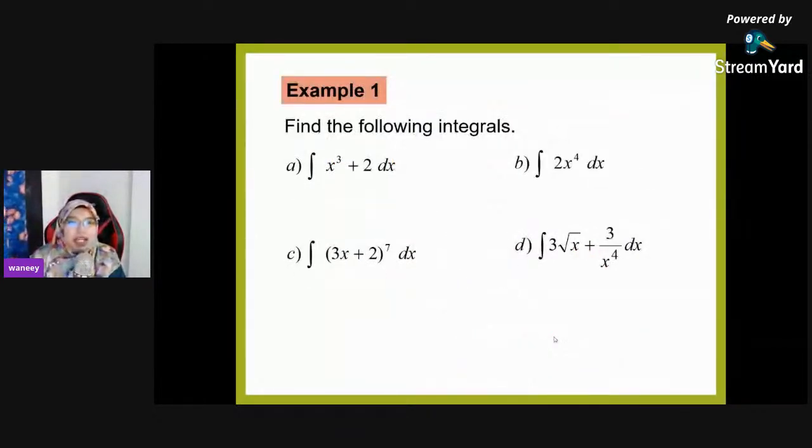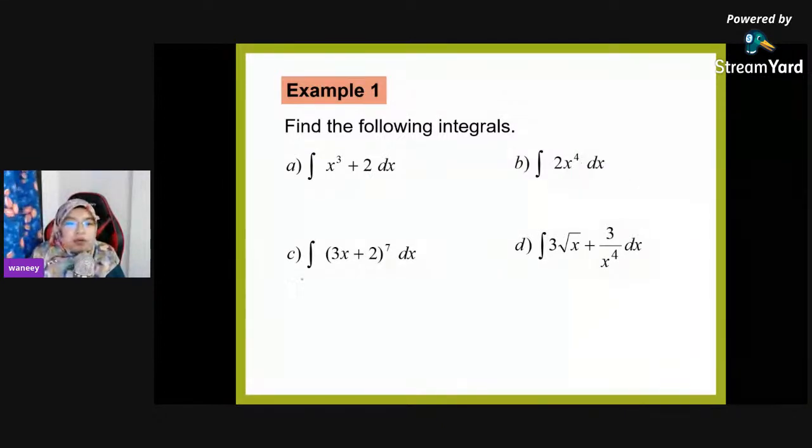Okay, so now let us go to the first example. Find the following integral. So we have x cubed plus 2, 2x to the power of 4, (3x plus 2) to the power of 7, 3 sec x plus 3 over x to the power of 4, dx. Okay, so let us try to do them very, very carefully and slowly, of course. Sebab ada yang macam baru nak recap kan integration, ada yang baru belajar integration. So we're gonna go a bit slowly.